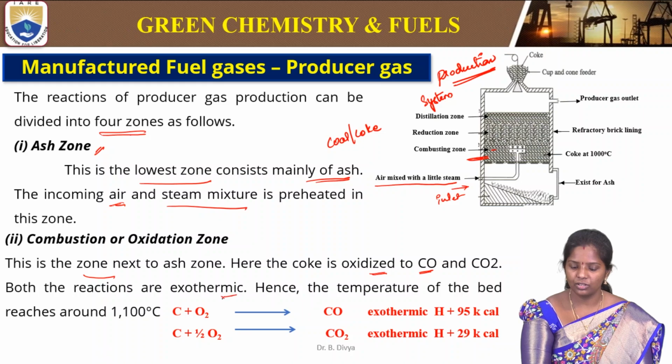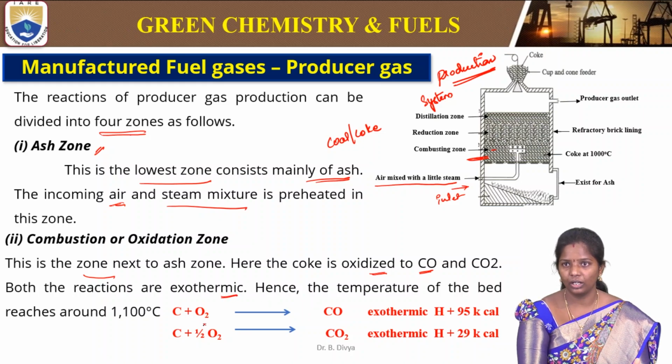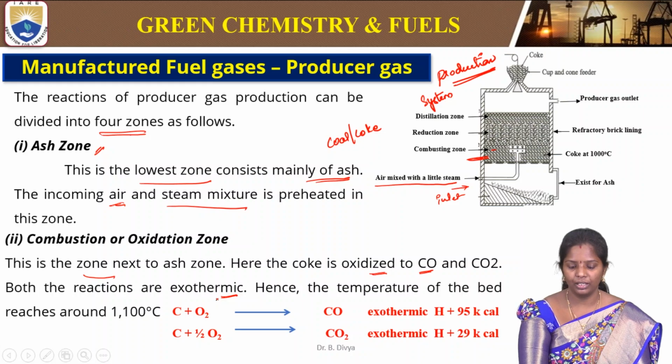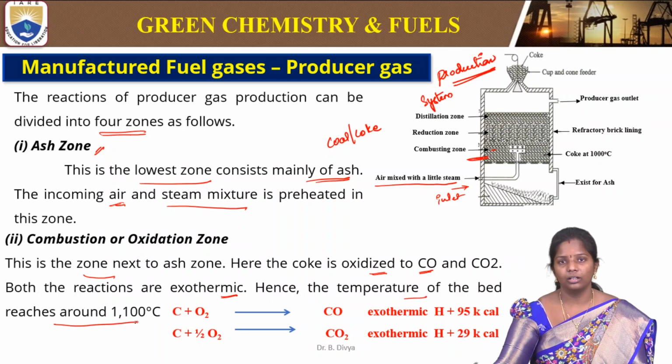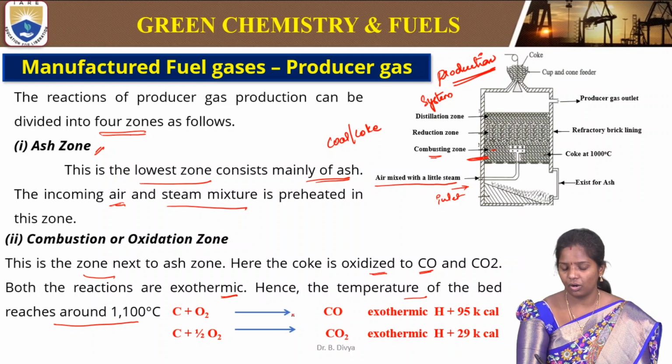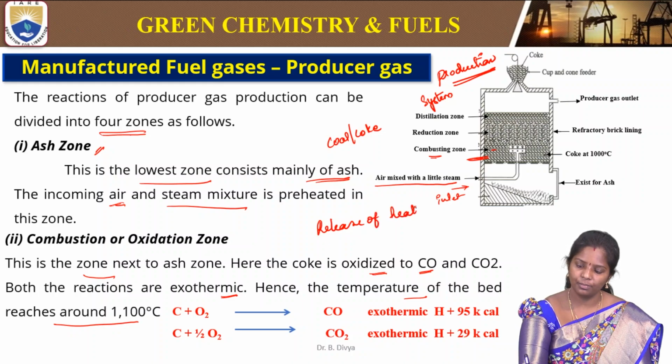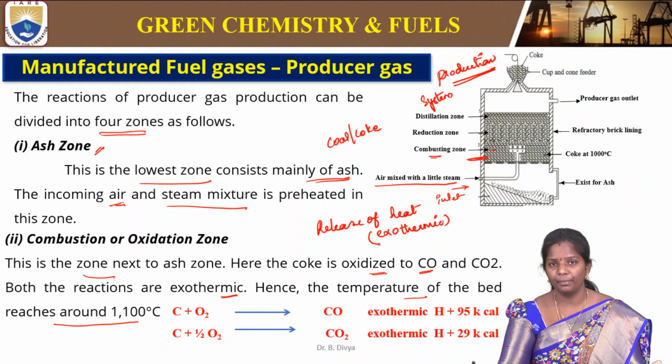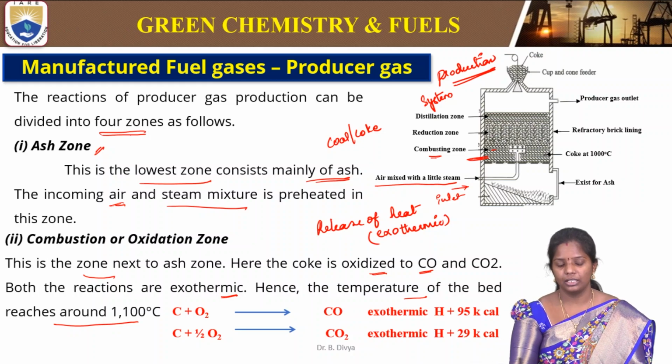Both the reactions are exothermic, because they give heat or energy out. Whenever we are combusting this coke, there is a release of heat. Because of the exothermic reaction, the temperature of the bed will rise to 1100 degrees centigrade.